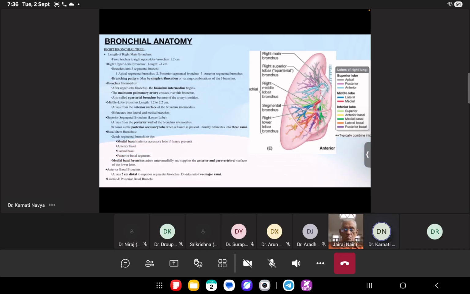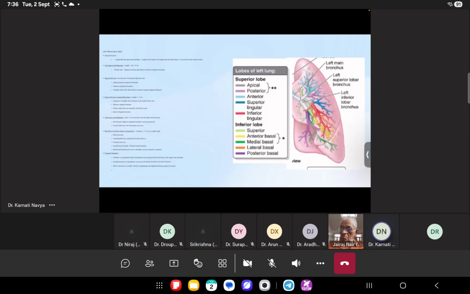When a fissure is present, usually it bifurcates into 3 rami. The basal stem bronchus sends segmental bronchi to the medial basal, anterior basal, lateral basal, and posterior basal segments. The medial basal bronchus arises anteromedially and supplies the anterior and the posterior surfaces of the lower lobe, which is in green color on the picture. The anterior basal bronchus arises 2 centimeters from the superior segmental bronchus, and it divides into 2 major bronchi, the lateral and the posterior basal bronchi.